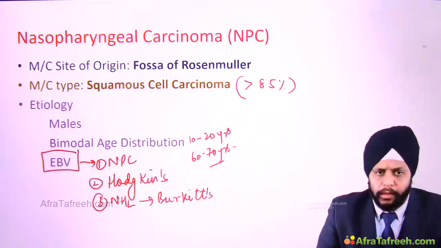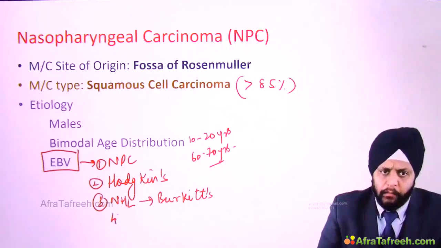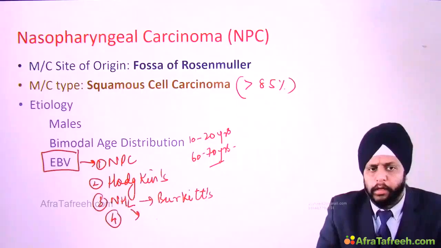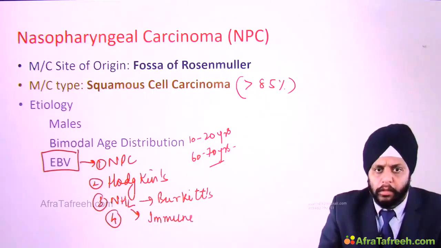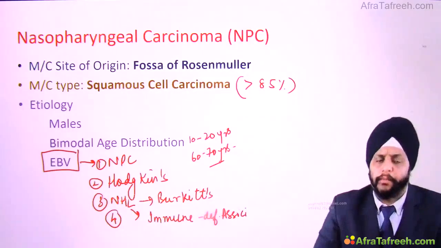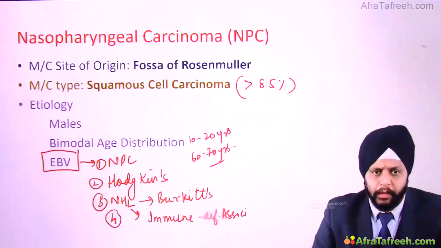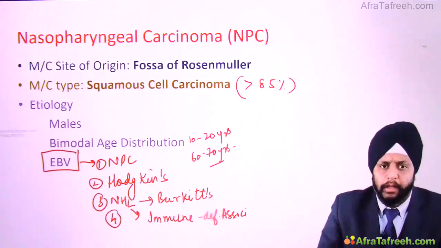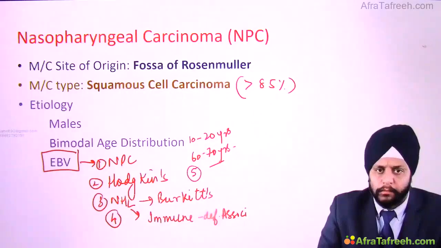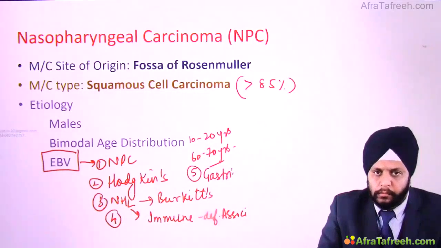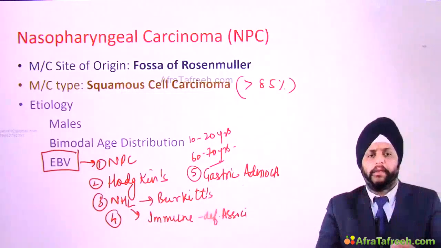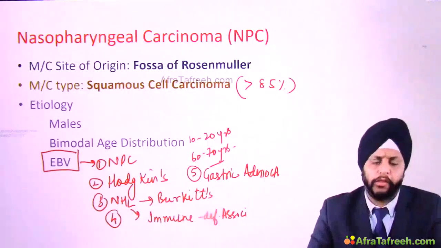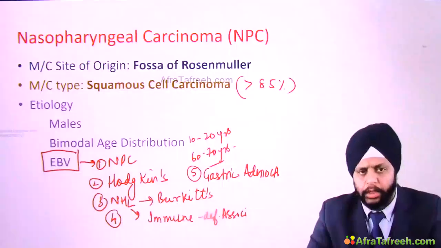That is again associated with the EBV. Then in the non-Hodgkin's lymphoma only, we have immune deficiency associated non-Hodgkin's lymphoma, that is again caused by Epstein-Barr virus. And then we also have gastric adenocarcinoma. So these all malignancies are thought to be associated with Epstein-Barr virus, including the NPC.